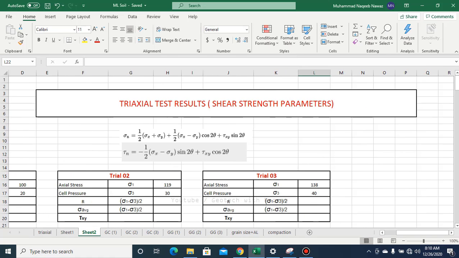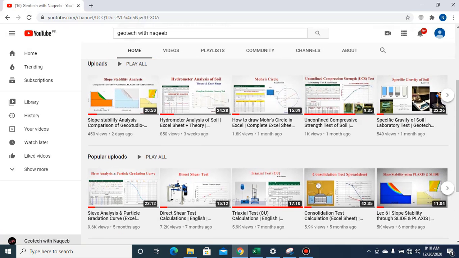In this video, we will learn how we can draw the Mohr circle for determination of shear strength parameters from the Mohr circle. In the previous videos, we learned how we can draw a generalized Mohr circle for stress determination, and we also learned how we can perform the calculation for the triaxial test. But in this video we will learn how we can draw a semi-circle or a Mohr circle for the triaxial test. Either it can be UU test, CU or CD test.